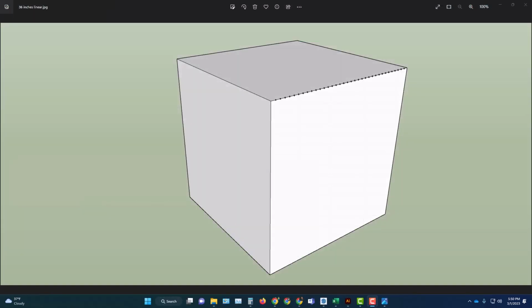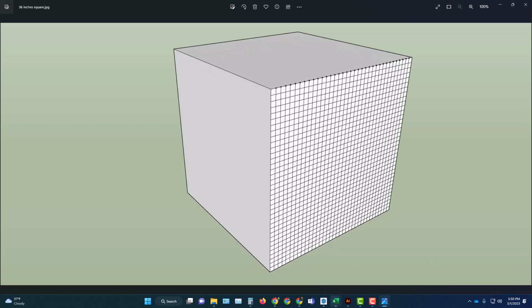Here I have a box that is 1 yard by 1 yard by 1 yard. Now, along this one edge, I've marked every inch. We know that there are 36 inches in a yard. So that's the linear measurement. Now, if I want to get a square yard, or the area of something that is 1 yard by 1 yard, I would multiply 36 by 36.